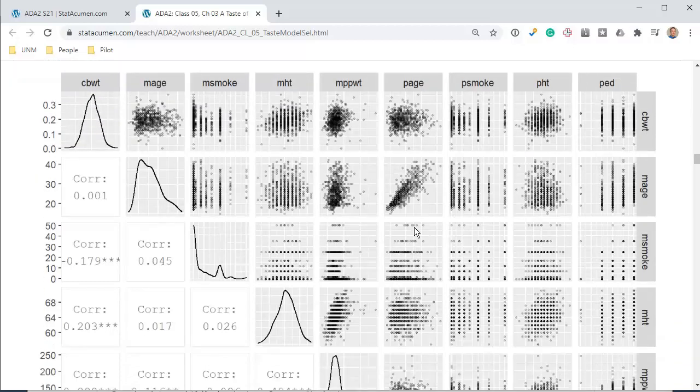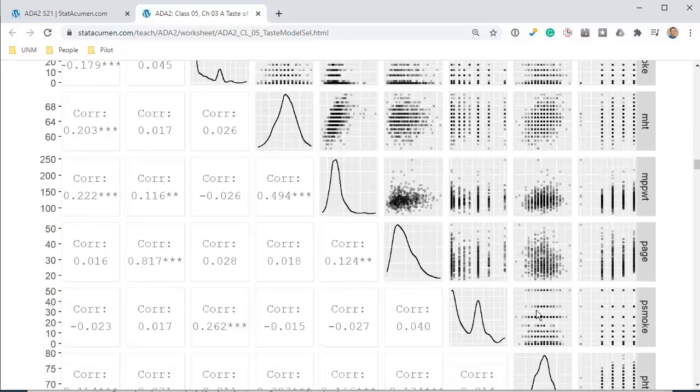Let's see, mother's height and pre-pregnancy birth weight, there's a positive relationship. So the data are making sense to me. In fact, even with father's height and mother's height, this one here, it looks like there's a bit of a positive relationship. So not that much. It's quite a bit weaker than age.